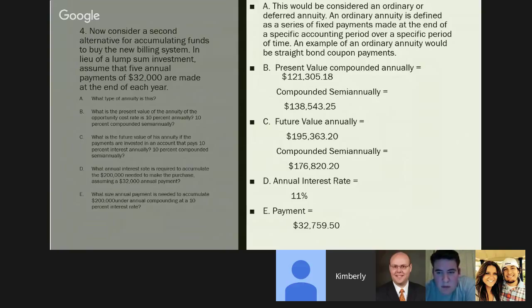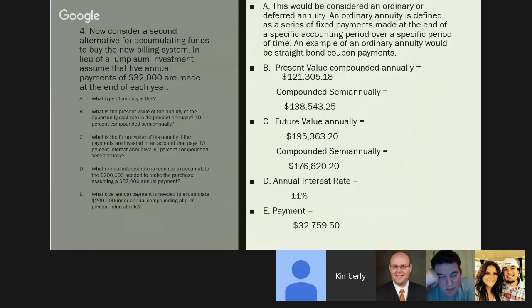For C, it's asking what is the future value of this annuity if the payments are invested in an account that pays 10% interest annually, and also 10% compounded semi-annually. So for the future value annually, it would be $195,363.20. Compounded semi-annually is $176,820.20.